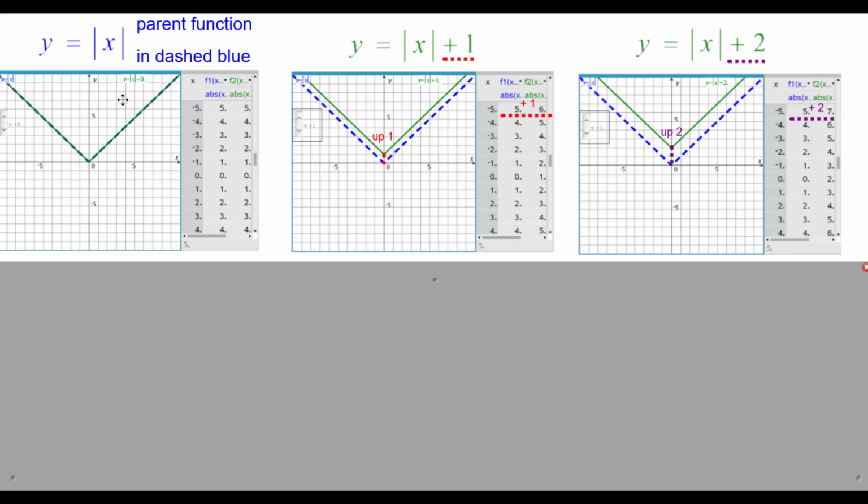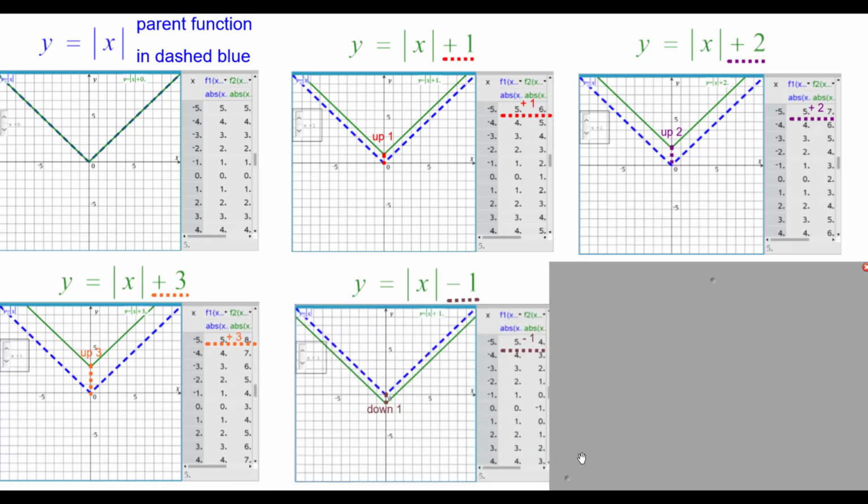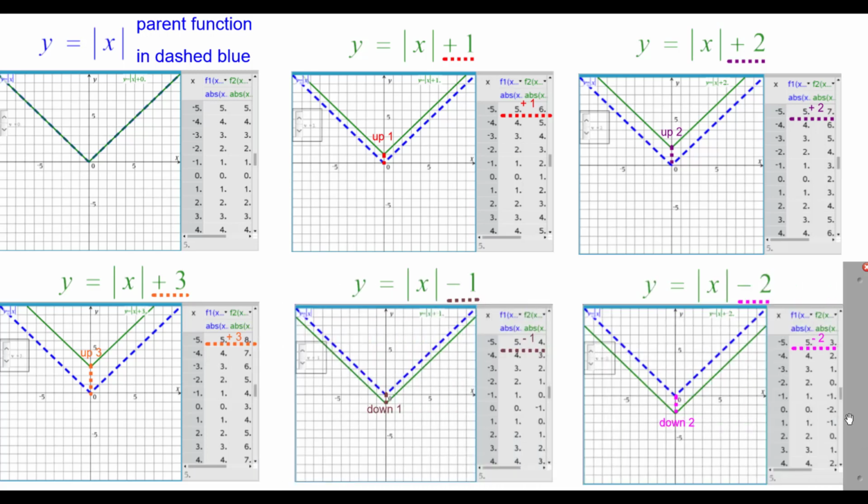So here our parent function is y equals the absolute value of x in dashed blue. Here's the absolute value of x plus 1 in green. Notice again the graph and the table. Y equals absolute value of x plus 2, the graph, the table. And notice the rest of these. Press pause anytime as needed.